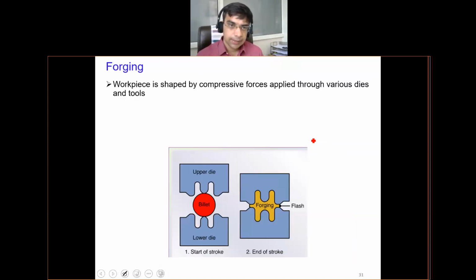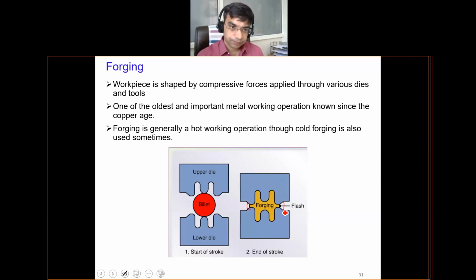Forging also utilizes application of dies. In this case, the plastic deformation is done by putting the workpiece in a die, and when the compressive forces are applied, the workpiece takes the shape of the die. It is plastically deformed as shown here, and some material coming out from the sides of the die is considered as flash, which is later removed by some finishing operation.